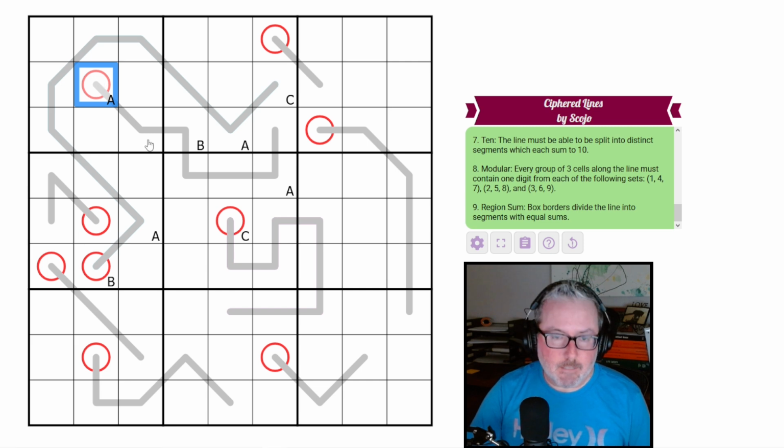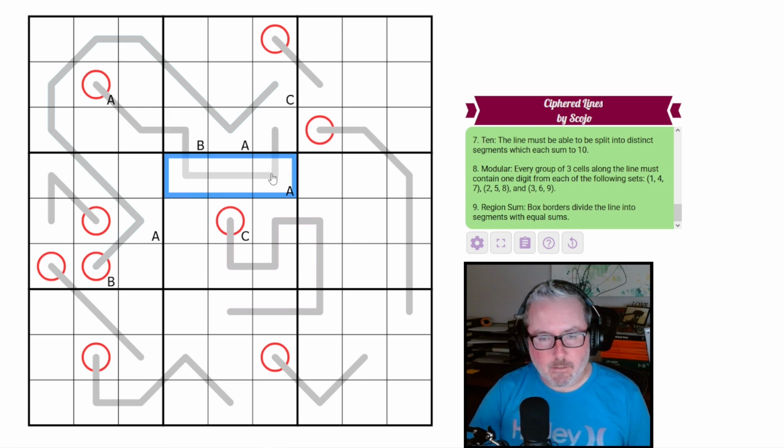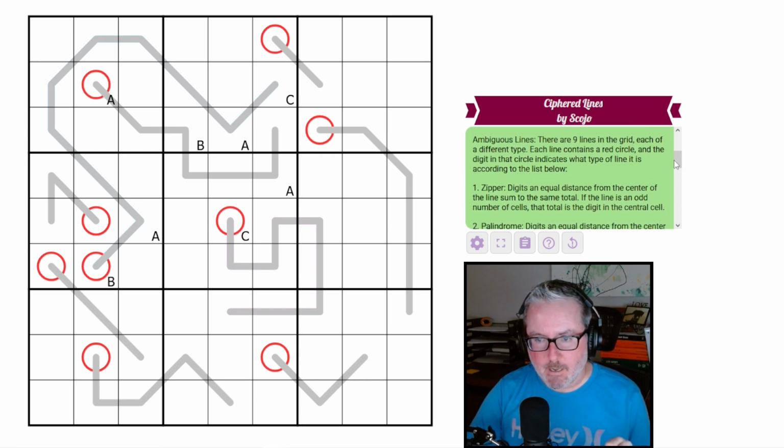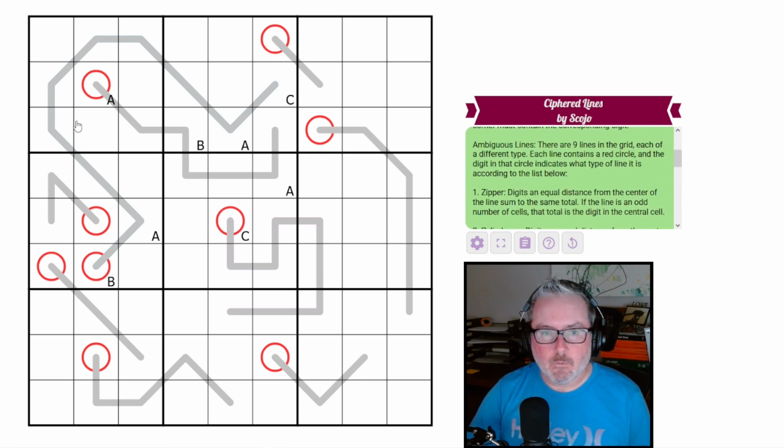So if this is a 9, these 2 digits will add up to some value, which will be the same as this value, which will be the same as these 3 added together, etc., etc. And there we go. So we have 9 different rule sets that we have to try to figure out where they go, which lines attribute to each one, and each line will be its own. So these are all going to be unique line types.